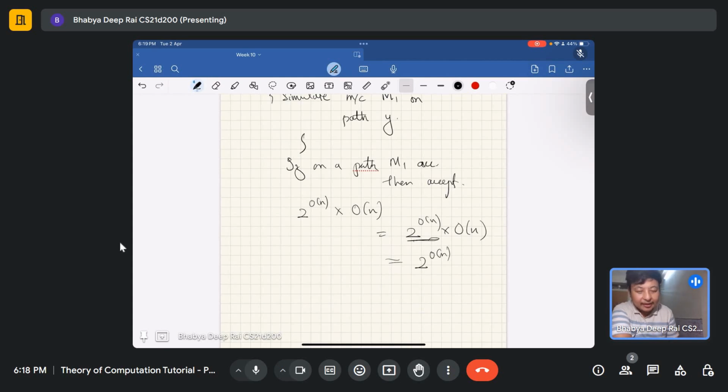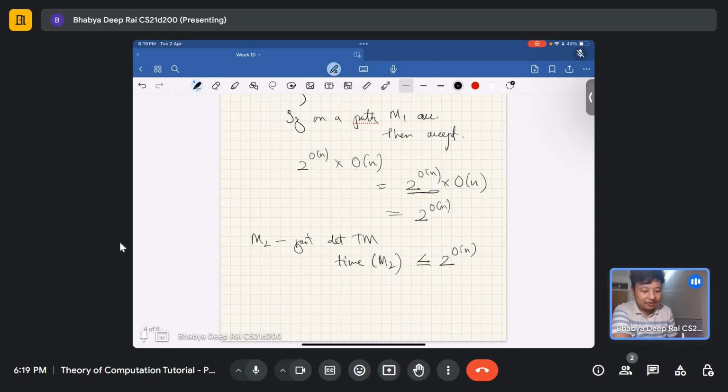So what does this mean? If I have the fastest Turing machine, and say M2 is the fastest deterministic Turing machine, the running time of M2 should always be at most 2 to the order n.